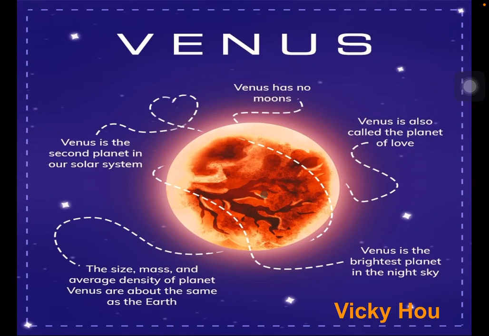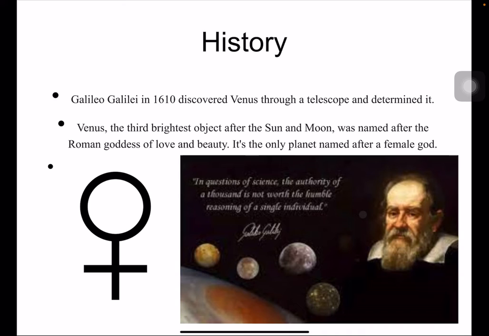Well, this is my planet Venus, and this is the Venus picture. Galileo Galilei in 1610 discovered Venus through a telescope and determined it. Venus is the third brightest object after the sun and the moon. It was named after the Roman goddess of love and beauty. It's the only planet named after a female god.